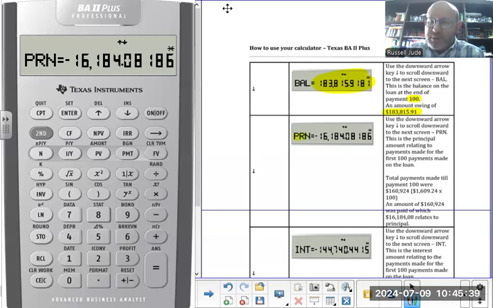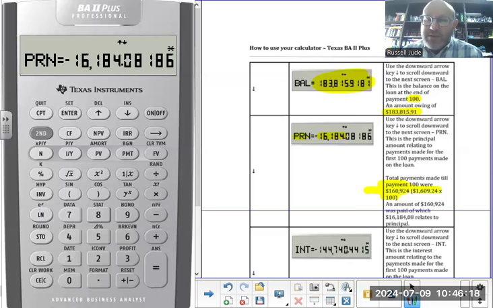Okay. Arrow down. Look what it tells me now. PRN, it says the principal payment is $16,184. What does that mean? That means that so far, because I'm asking the calculator to work from payment 1 to 100, in 100 payments, making a payment of 1,609.24 per month, how much have I paid in total? $160,924. Everybody comfortable? 1,609 per month, and I'm asking it to look at 100 payments. I've paid $160,924.